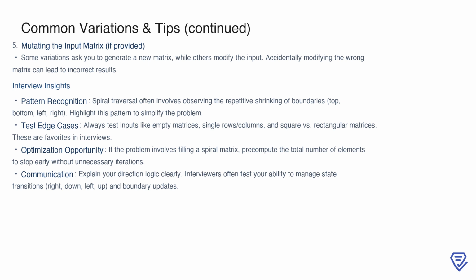Testing edge cases is also essential. Inputs like empty matrices, single rows or columns, and differences between square and rectangular matrices are commonly used in interviews to evaluate your solution's robustness. Additionally, if you're filling a spiral matrix, you can optimize your solution by pre-computing the total number of elements, allowing you to stop as soon as all cells are filled. Lastly, your ability to explain your direction logic and manage transitions between directions is often tested in interviews, so it's important to articulate this clearly to your interviewer.